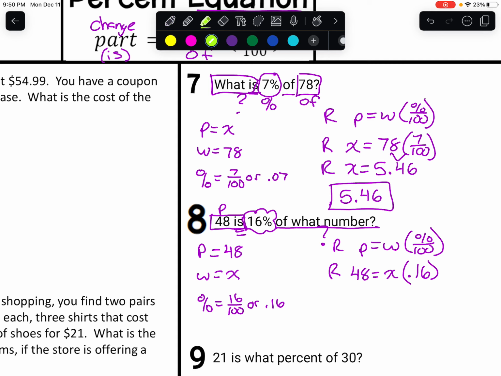Now, how can we get this X by itself on this side of the equation? We have X times 0.16, so in our recalculate step, we need to get the X by itself. How do we undo times 0.16?